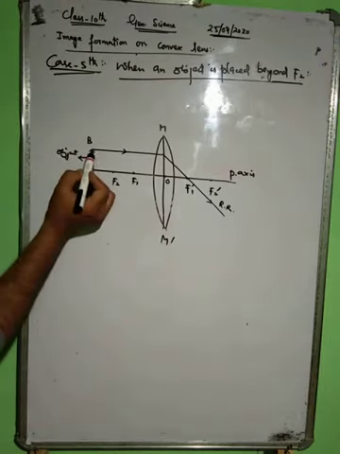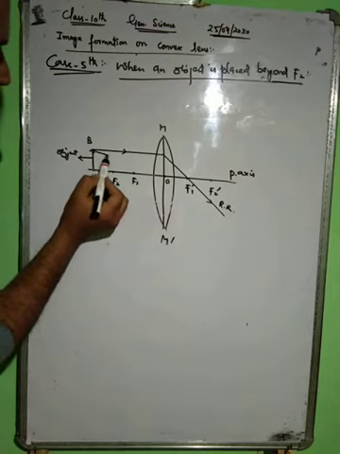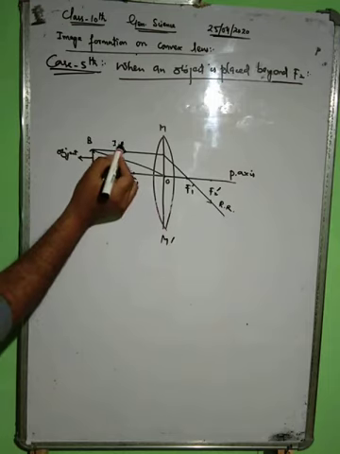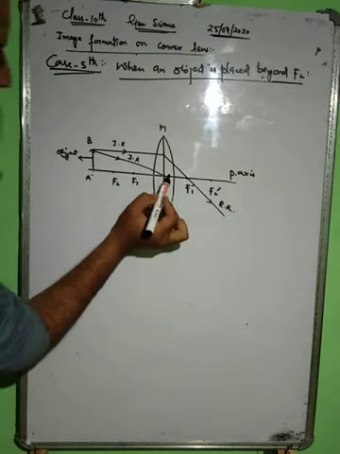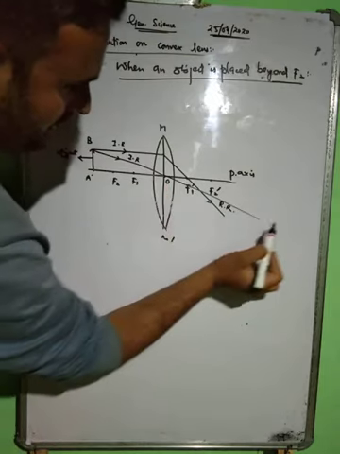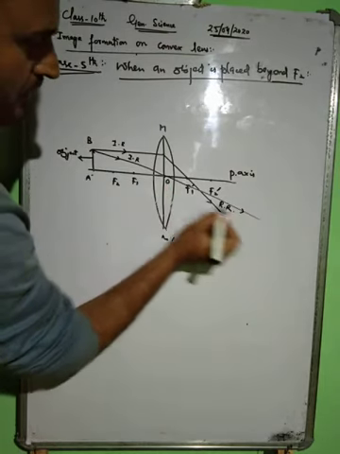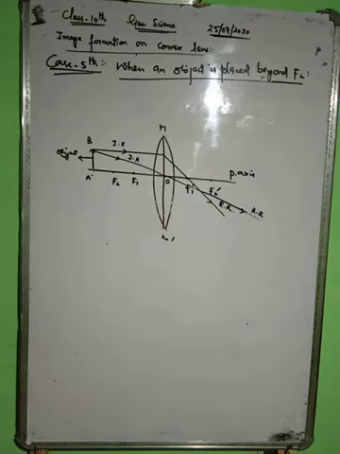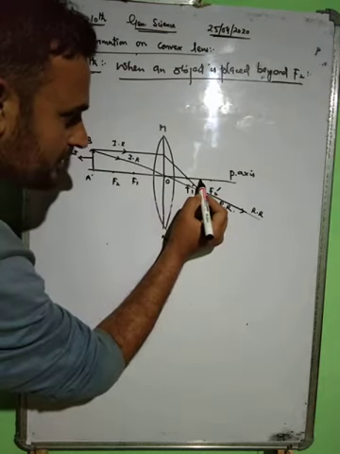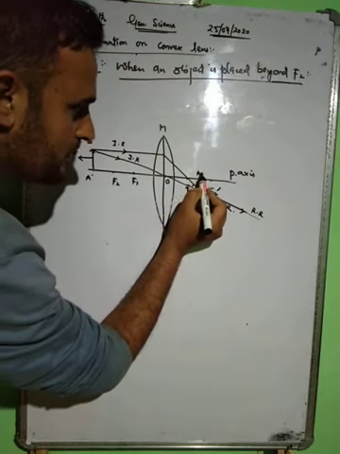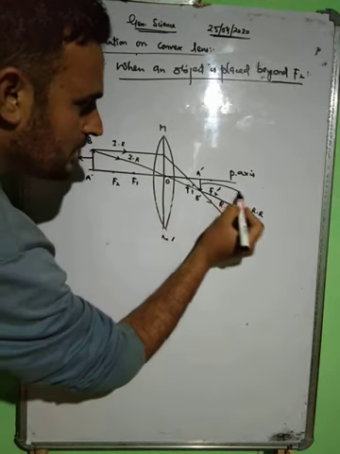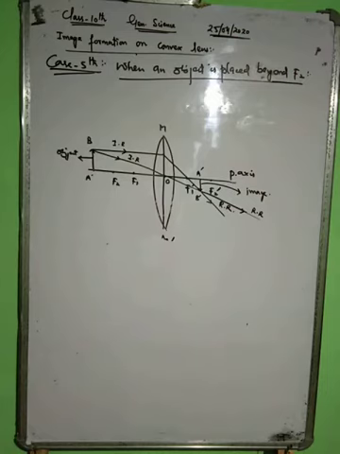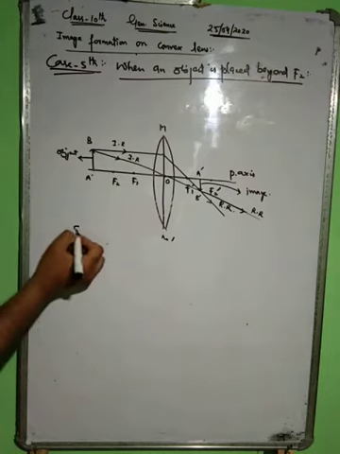Now, the second ray of light from an object falls directly at O. These are incident rays of light and it will pass undeviated as per the rule. The point where these two rays of light intersect, here the image is formed, A dash B dash. This A dash B dash here is an image. Now we have to explain size, position and nature.